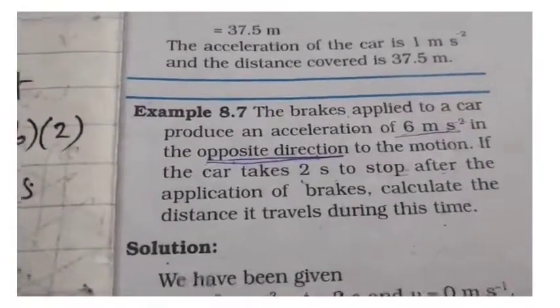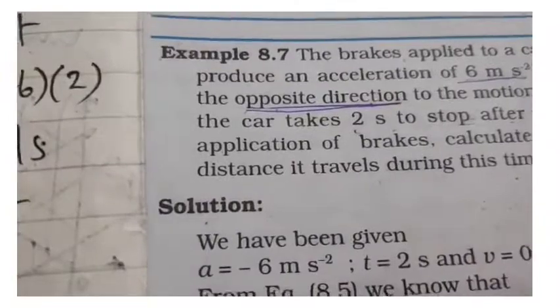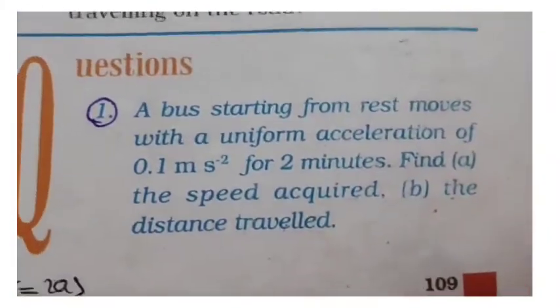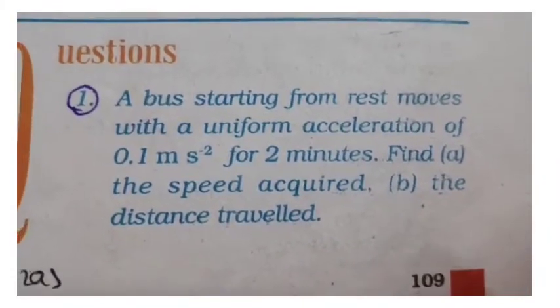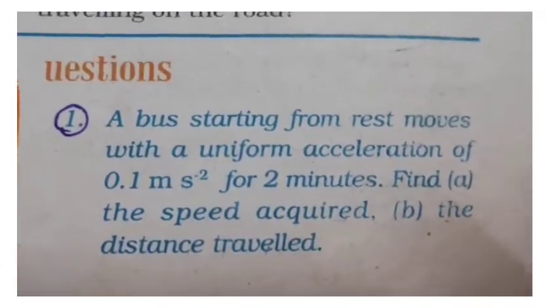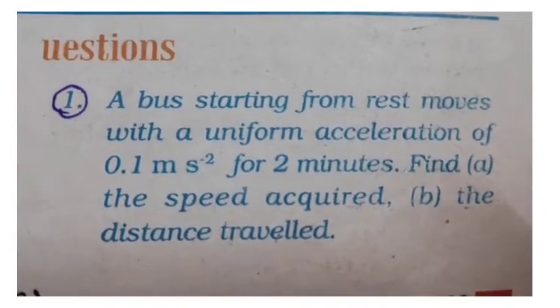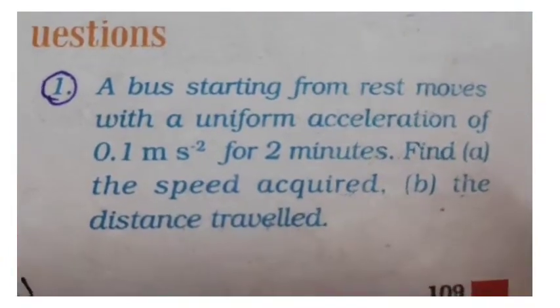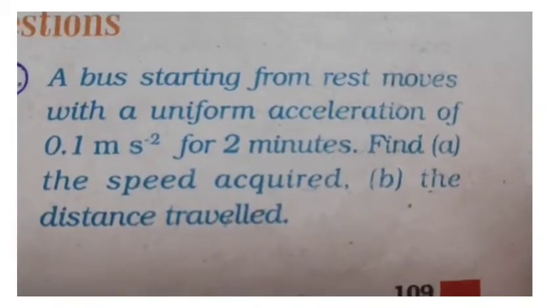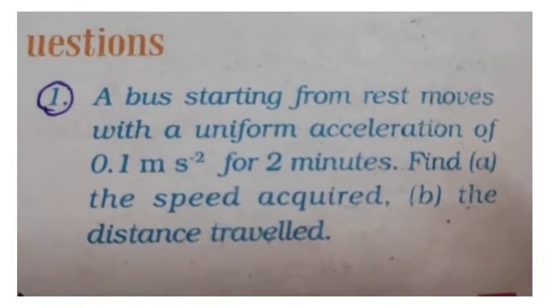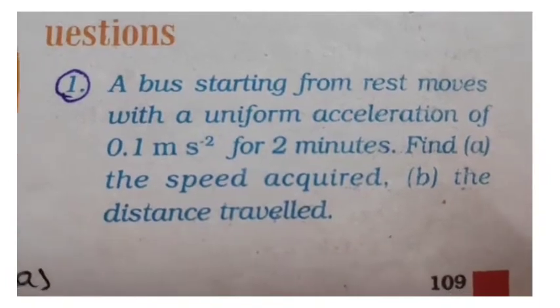8.7 also. Okay. So now based on it, you are having 5 sums. Let us very quickly take up those 5 sums on page number 109. A bus starts from rest. Starts from rest means u is 0, and it moves with a uniform acceleration of 0.1 meter per second square for 2 minutes. So acceleration is 0.1 meter per second square. Timing is 2 minutes. You have to find the speed acquired, means final velocity, because it is coming from rest so u is 0. So final velocity is asked and the distance traveled.